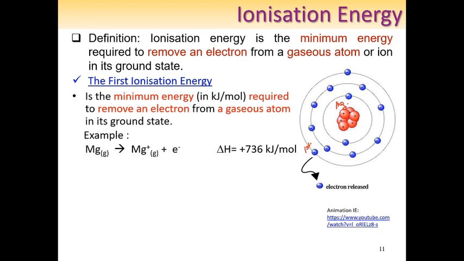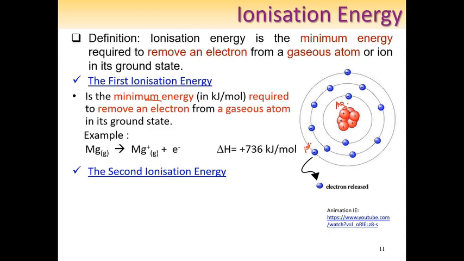Okay, the minimum energy. So if you have 736 kilojoule per mole, then you can remove the first electron. So this is what it means by minimum energy. If you have more than 736, of course, you can still remove the first electron. Now let's take a look at the second ionization energy. Further by applying more energy, we can also remove the second electron from the atom. Okay, but you have to supply more energy.